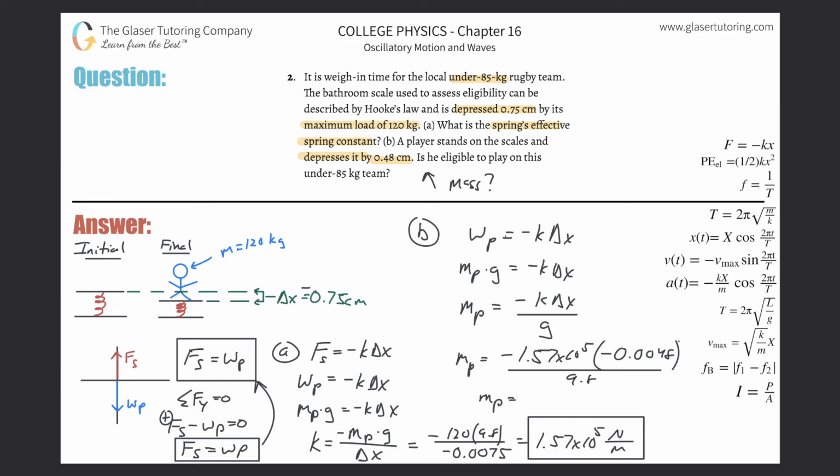So it's going to be now negative 1.57 times 10 to the 5th, multiplied then by 0.0048, I didn't even really need the negatives because they're going to cancel, divided by 9.8. And the mass is about 76.9 kilograms. So if that's the mass, according to the scale, can he play on the under 85 kilogram team? Why, absolutely. Sure he can. Or she can.